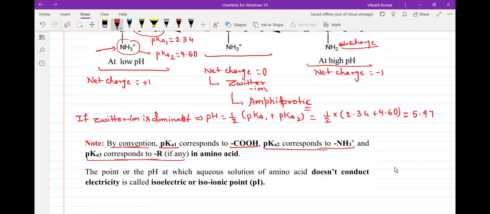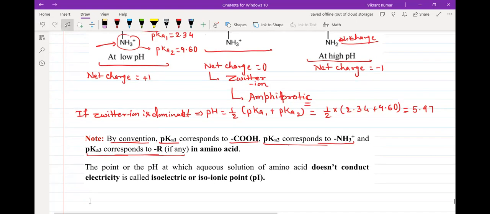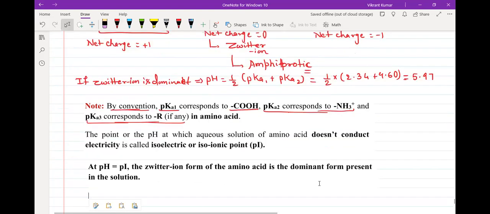That's one point. And दूसरा point जो मैंने बोला कि aqueous solution of amino acid if it is not conducting the electricity, उस point का pH will be called isoelectric point or isoionic point. And definitely we are knowing that it is the case when we are having dominant form as the deuterion as the dominant form of the amino acid, है ना? ये कब आएगा? At pH equals pI, definitely we are going to say that pH will be equal to pI. वो तब आएगा when the dominant form of the amino acid is the deuterion. Okay.